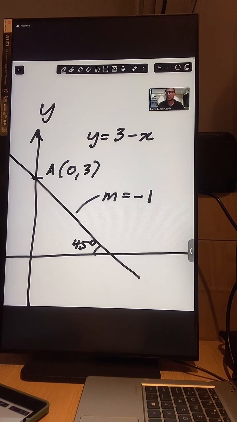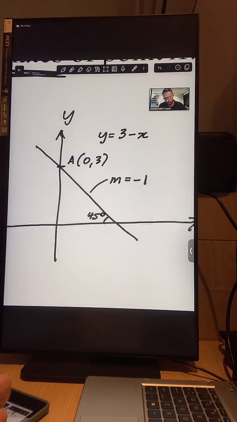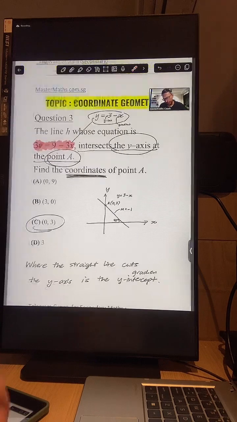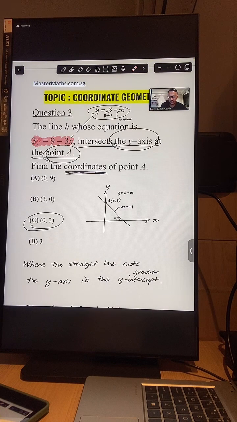Okay, so this is your y-intercept. The number here next to the x will be your gradient. So that is question number 3. The answer is C.